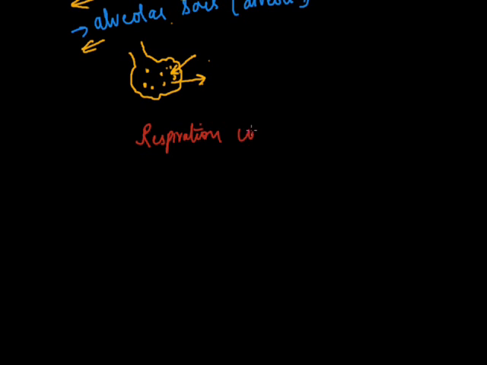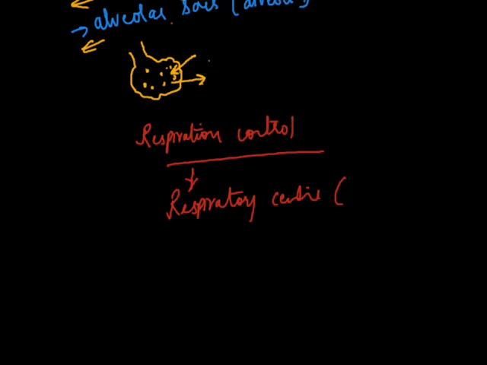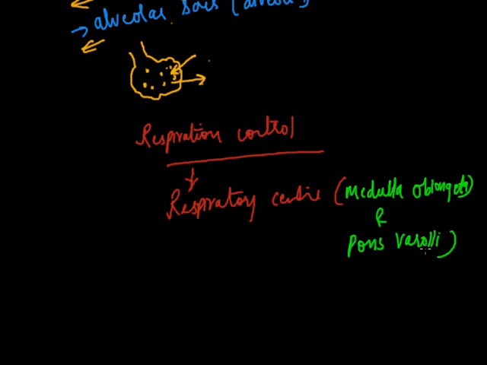Respiration control. Actually, respiration is a metabolic process which is controlled by a respiratory center. This respiratory center is situated in the medulla oblongata, which is a part of the brain, and of course the pons varolii. Both of these parts are situated where? They are situated in the brain. So the control of respiration is present in the respiratory center, which is present in the brain.